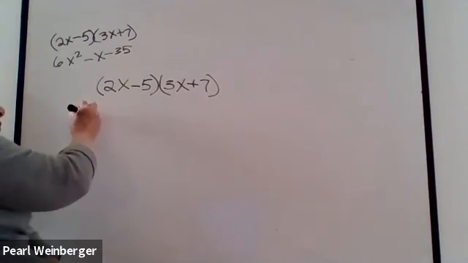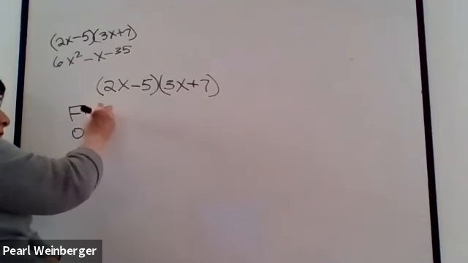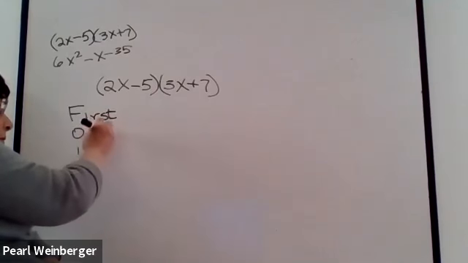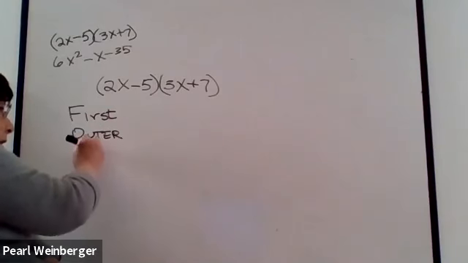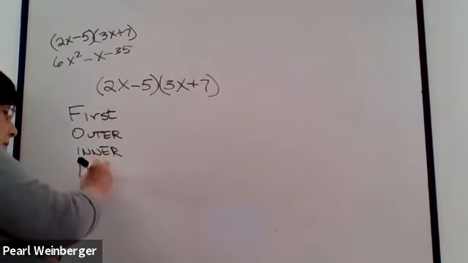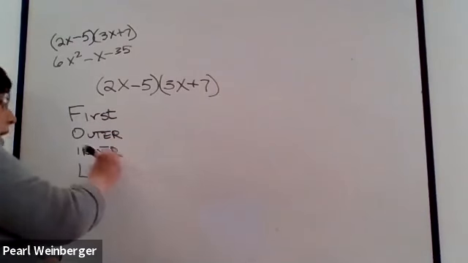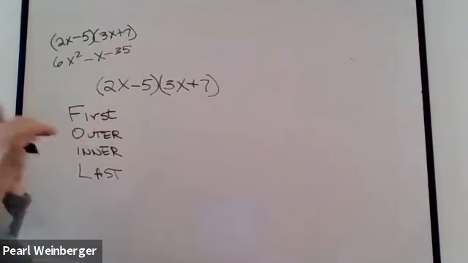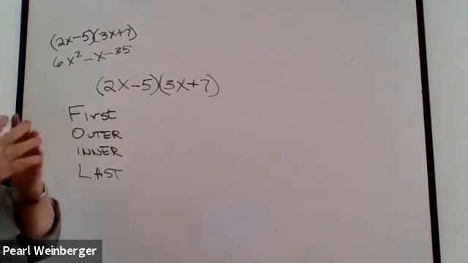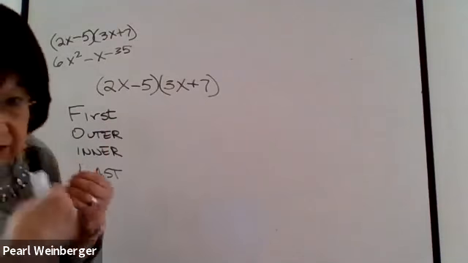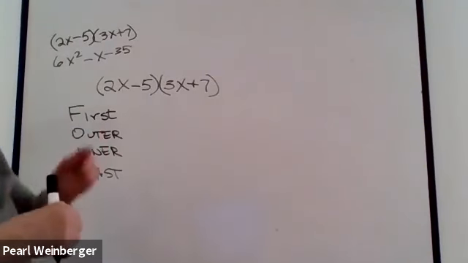FOIL stands for first, outer, inner, last. When you have two binomials, two terms times two terms, you'll have to do 4 multiplications. Now you really know this. This is just saying what we did before.